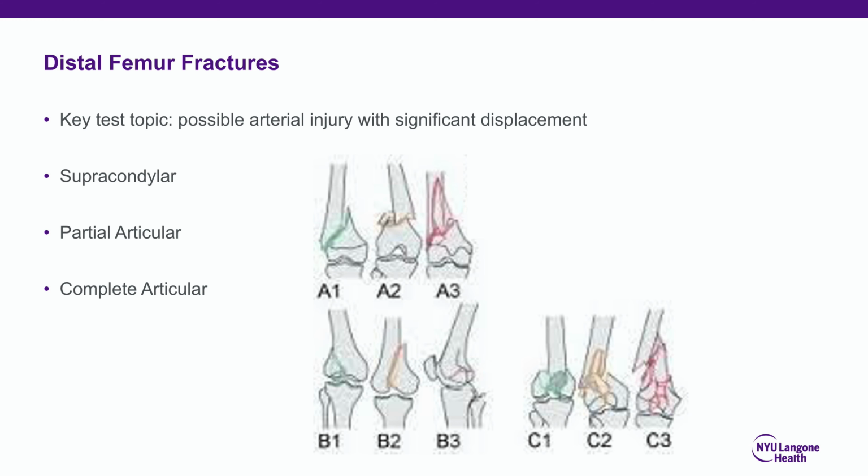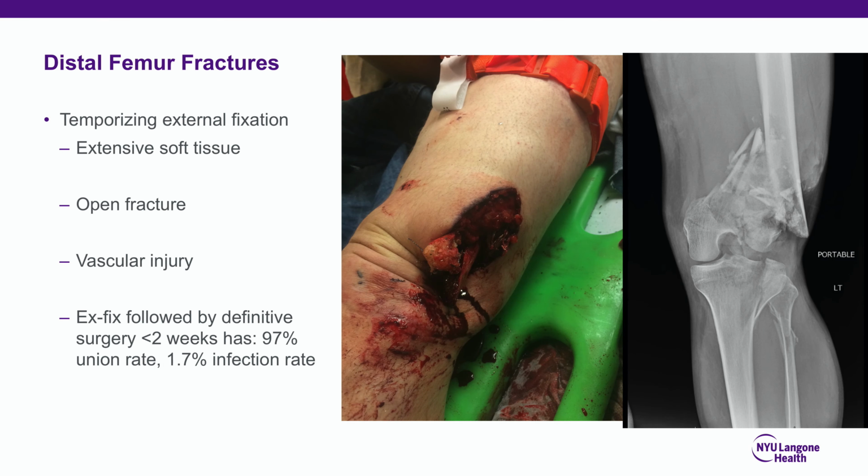Treatment options include nail, plate, and temporizing X-fix. X-fix is important in treating injuries with extensive soft tissue damage, open fractures, fractures with vascular injury, and dislocations where length is required prior to fully understanding the nature of the injury. If X-fix is placed followed by definitive surgery, again within less than 2 weeks, there's a high rate of union and a low infection rate.